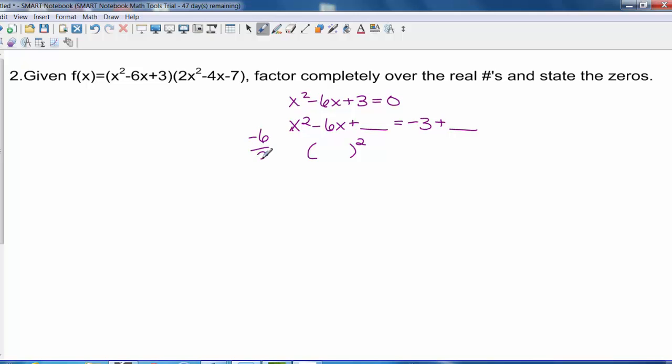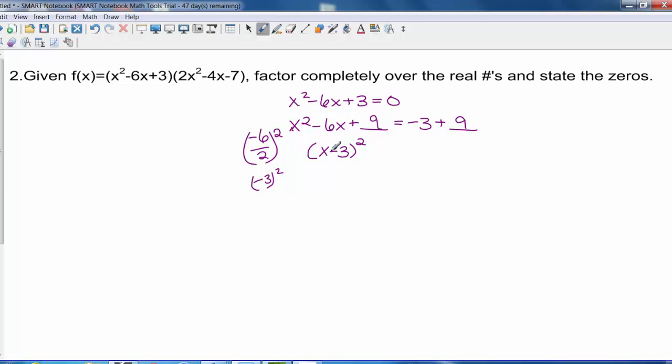In order to do that, you take your b value, which in this case is negative 6, divide by 2, and square it. So negative 6 divided by 2 would be negative 3. Negative 3 squared is 9. So my perfect number would be 9 that I would add to both sides. So this would factor into x minus 3. And it's minus 3 because notice we want negative 6 here.